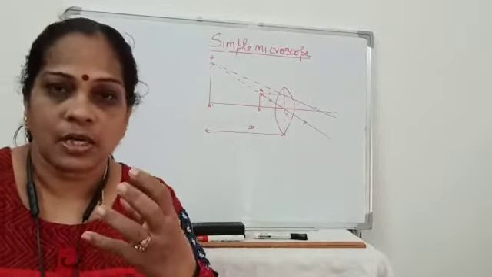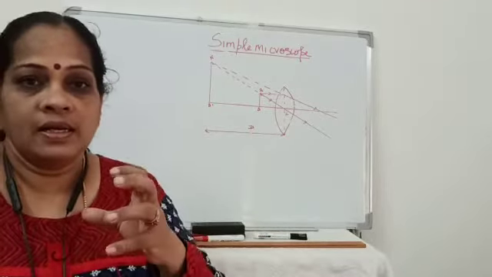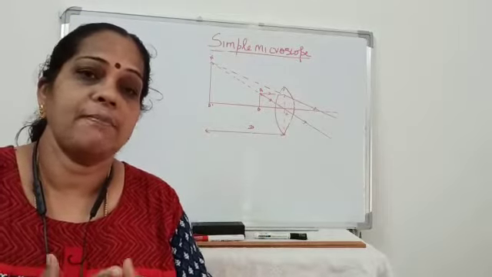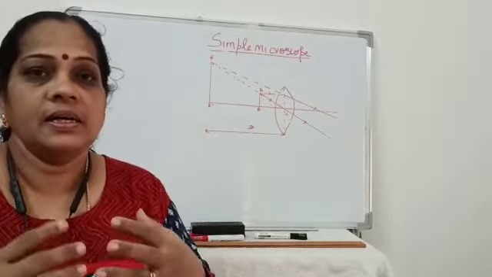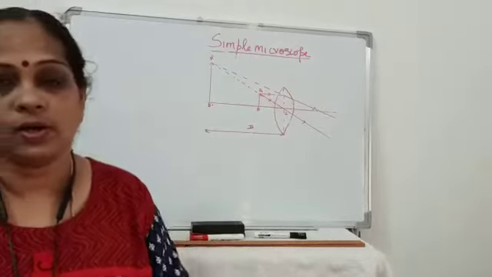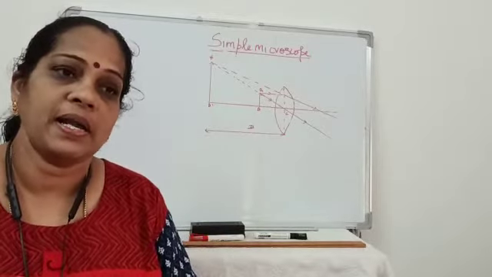And this convex lens or converging lens is also used in what is called a magnifier. A magnifier is an example of a simple microscope. This magnifier is used by many people.